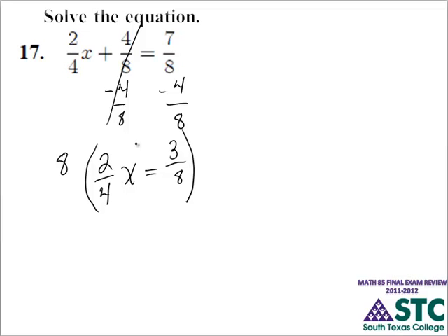Now, 8 times 2 is 16, and 16 divided by 4 is 4, so we would then have 4x equals 8 times 3 is 24. 24 divided by 8 is 3. So our last step would be to divide by 4 on both sides. So our answer in this case would be x equals 3/4.